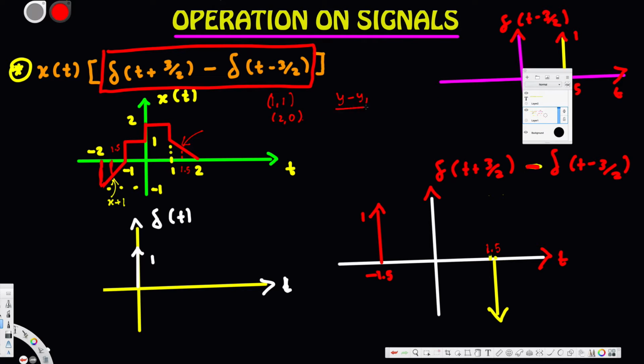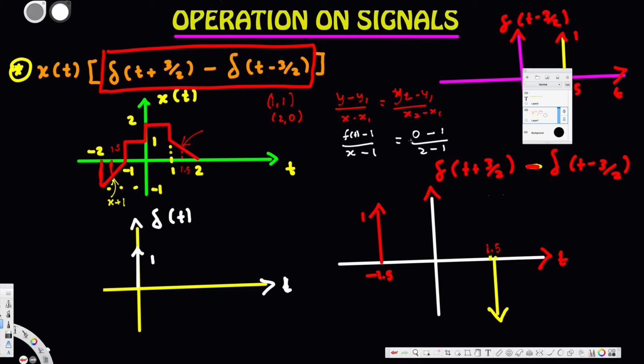Y minus y1 divided by x minus x1 is equal to y2 minus y1 divided by x2 minus x1. Y minus y1, let's say f of t, minus the first y is 1, divided by x minus x1, that's also 1, is equal to y2 minus y1. y2 is 0 minus 1, divided by x2 minus x1, that's 2 minus 1. Okay, finally we end up with -1 over 1, so that's a -1.